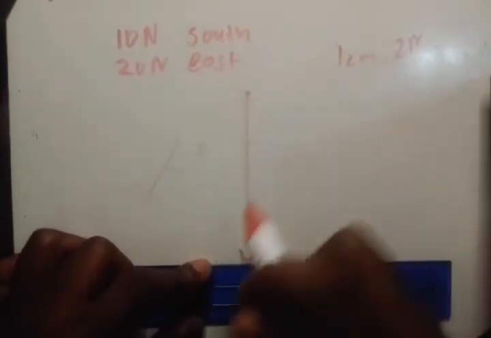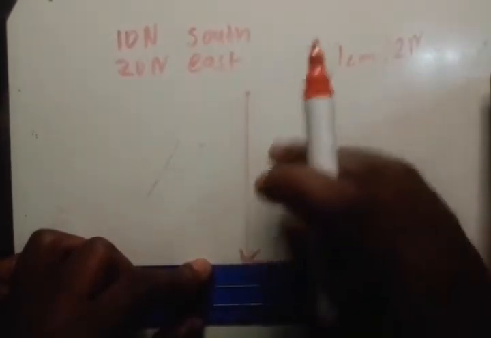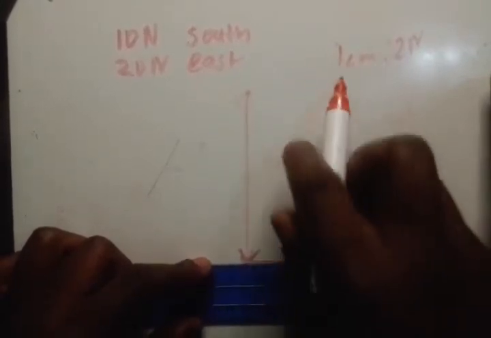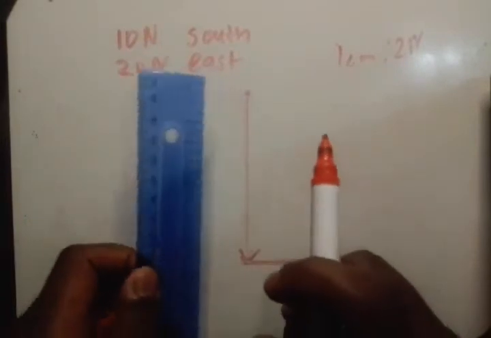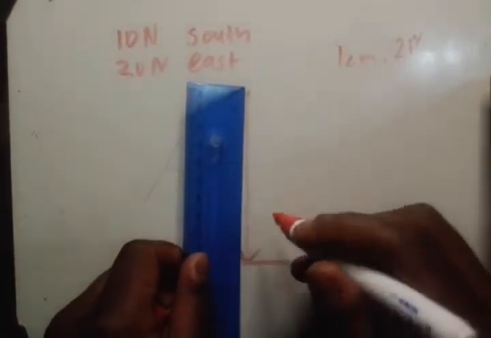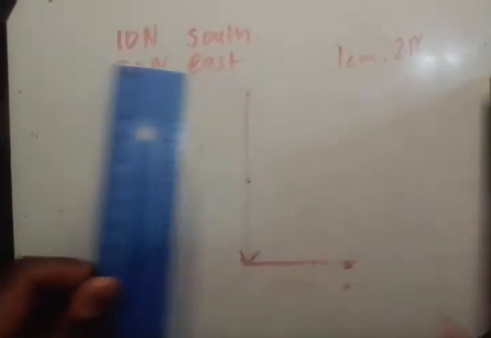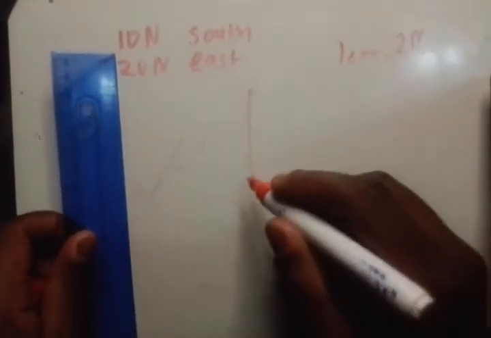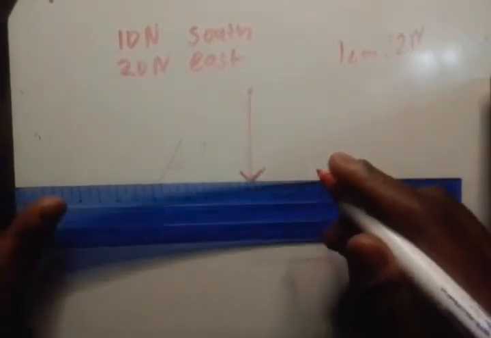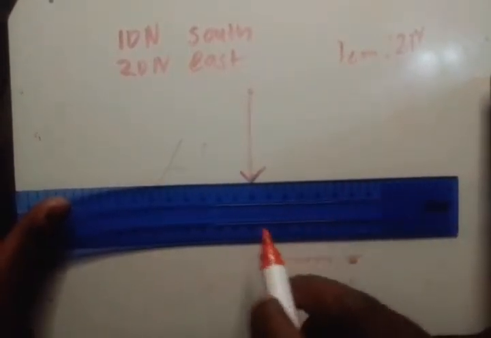alright, there's just something that I did there, just a small mistake there. I said 1 centimeter is 2 newtons, so it means I'm supposed to measure 5 centimeters and not 10, right? 5 centimeters, so it's supposed to be right there. Okay, and the other one would be what? It would be 10 centimeters this time.